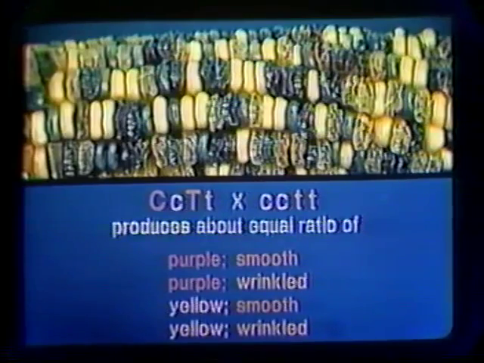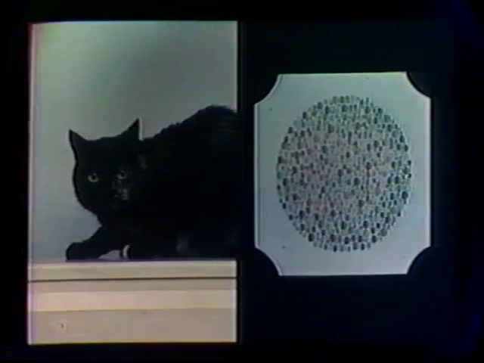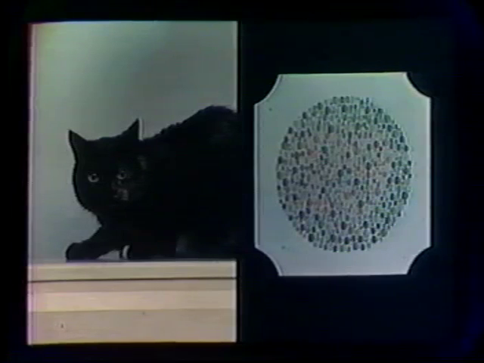In the first part of this program, we spoke of certain traits such as tortoiseshell color in cats and color blindness in humans. These are produced by genes that lie on one of the chromosomes that determine sex, the so-called X chromosome. The pattern of inheritance of X-linked genes is somewhat different from the others we have discussed.